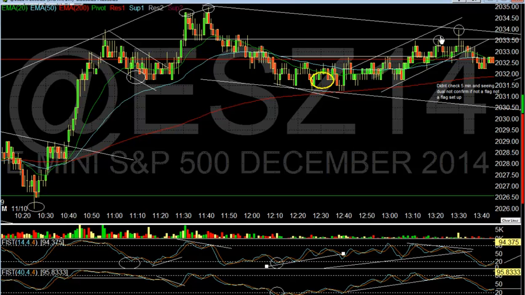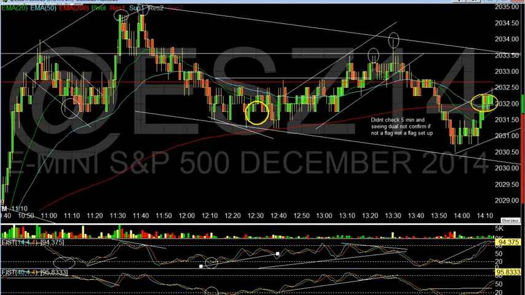We moved up here, and then all of a sudden we had the divergence, and the divergence played out to the downside. I mean, textbook levels, and that's the only levels we're looking for. We're looking for the flag setup, the divergence. Is this a possible flag setup here? Didn't check the 5-minute, and seeing dual not confirmed, it was not a flag setup.